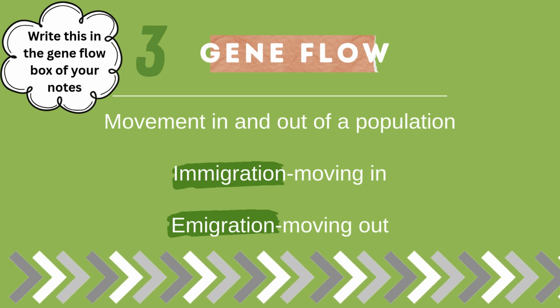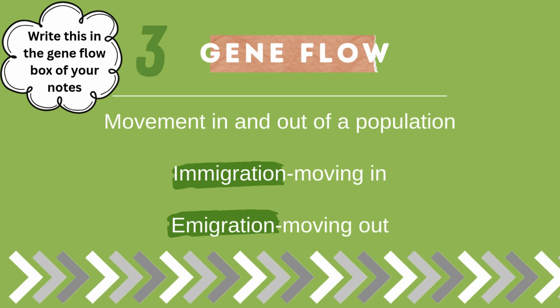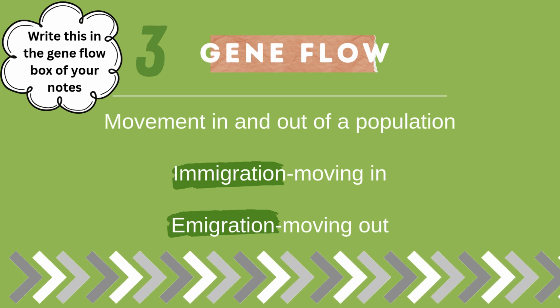All right, the next one is gene flow: movement in and out of a population. Remember that immigration means moving in. Try to think the I for in and I for immigration. And then emigration is moving out. I like to think E for emigration, E for exit. They are exiting the area. And this obviously leads to genes moving in between populations.